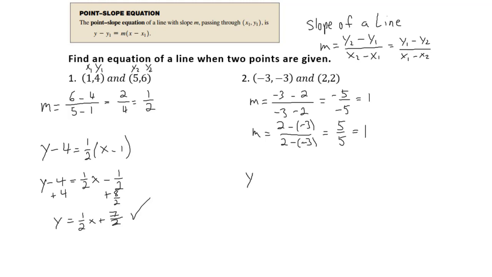So now y minus, no, I don't want to plug in the negatives. I'm going to choose the 2's. y minus 2 equals 1 times x minus 2, because that's the easier number to plug in. So distributing a 1 just drops the parenthesis. Add 2 to both sides, and you get y equals x. Very easy to check. y does equal x, and negative 3 equals negative 3, and y equals x, 2 equals 2. I know that both those points are found on this line. All right, let's look at our next example.